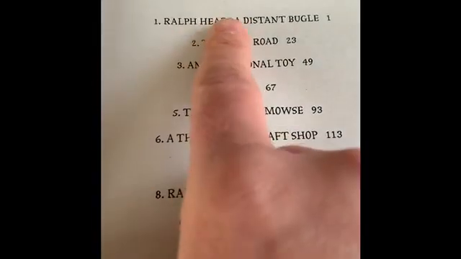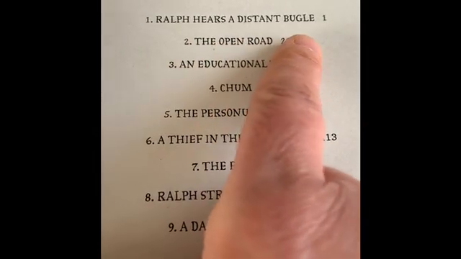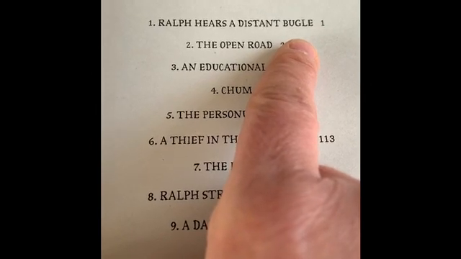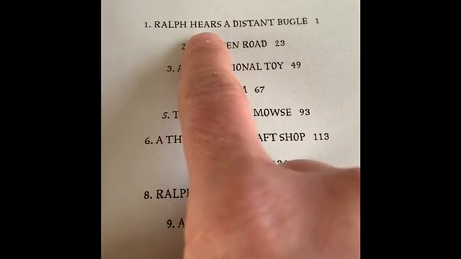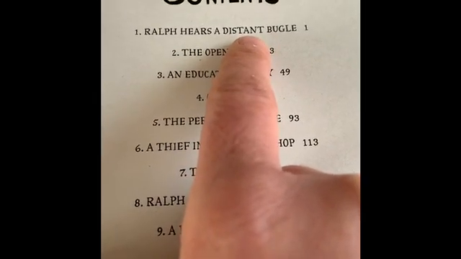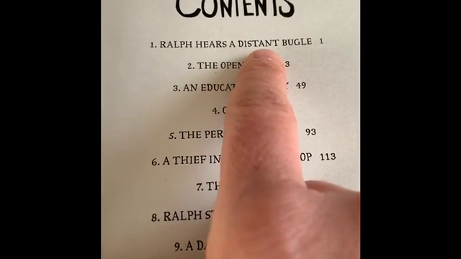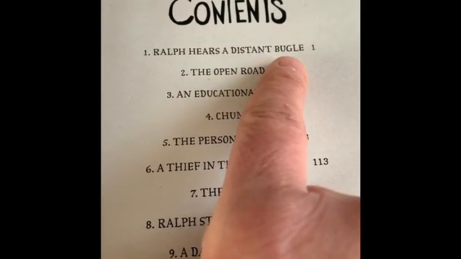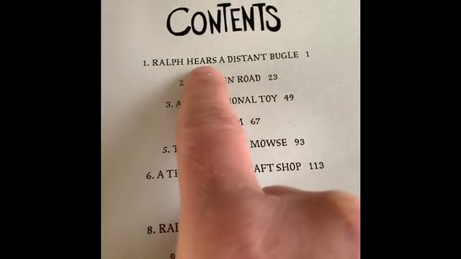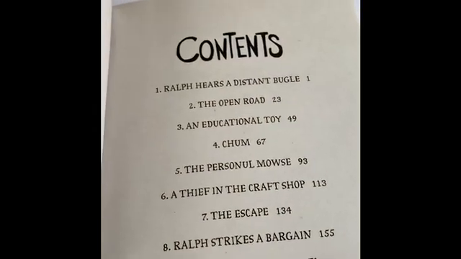And today we're going to be reading some of the very first chapter. Ralph hears a distant bugle. Now, what's a bugle? Do you know what that is? Ralph hears one, so it's something that makes noise. Distant, that means he doesn't hear it close to him. It's sort of a sound he hears far away. Bugle. A bugle is an instrument. It's a type of a horn. So in our first chapter, we'll read about Ralph hearing this noise far away from where he is.